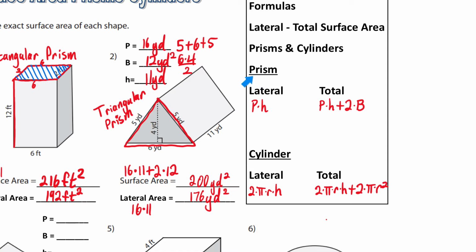And remember, we've talked about this. A prism always has how many bases? It always has 2 bases. So that's the difference between lateral and total, is that the lateral does not include the area of these 2 bases. That's the difference between this and this. The total has the area of the bases, the lateral does not have the area of the bases.